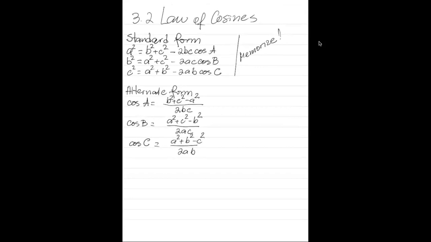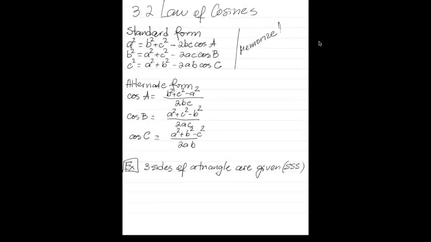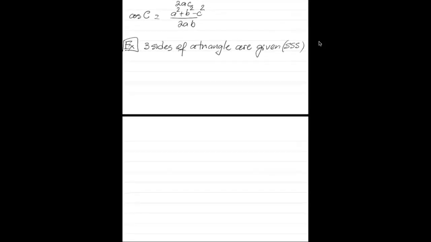So example: we're going to look at the case where three sides of a triangle are given. We call this case side, side, side, just from trigonometry. Side, side, side, three sides are given. Find the three angles.